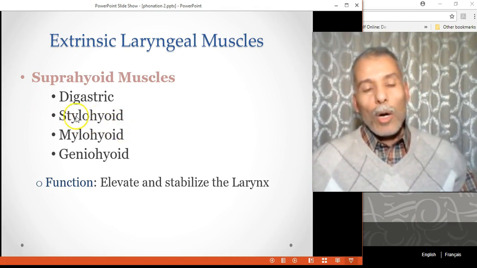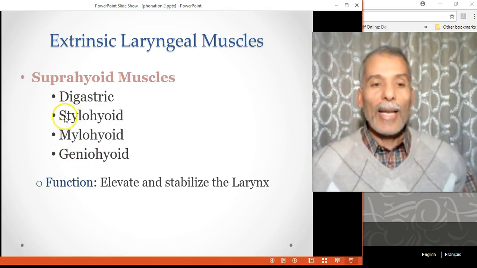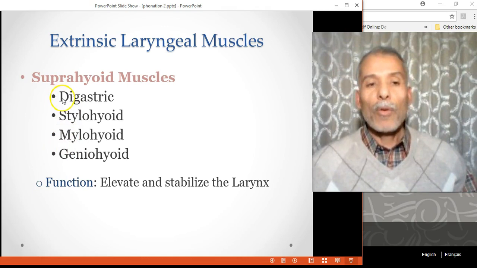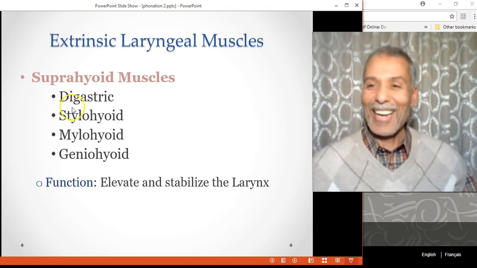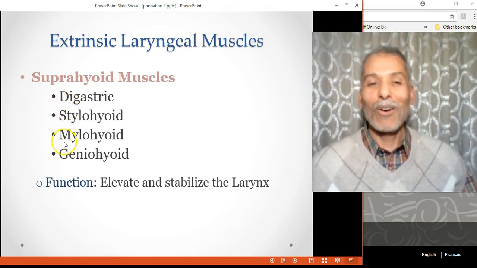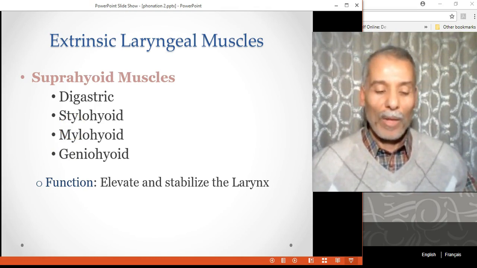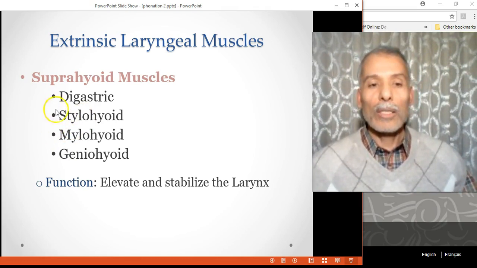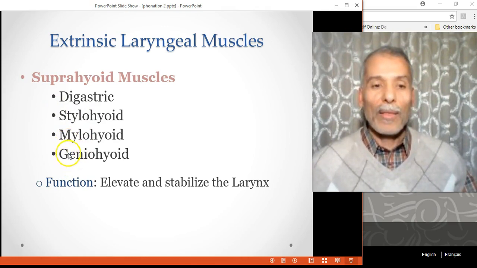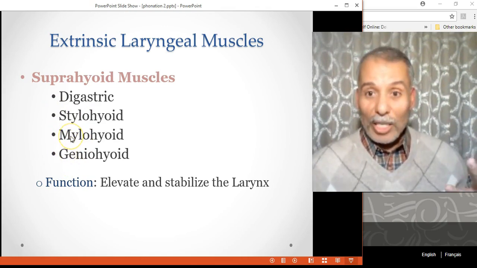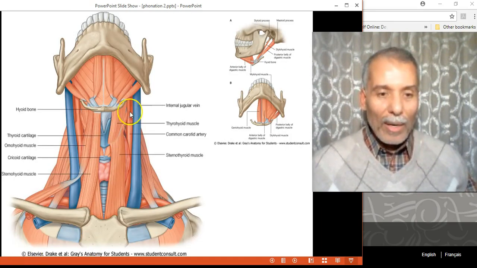And then the stylohyoid and the mylohyoid and the geniohyoid. DSMG. Again, remember the DSM, the famous Diagnostic and Statistical Manual of Mental Disorders. The language disorders are all listed in that manual, so it's important for us as SLPs. And then the G, so DSMG. So let's look at them here.